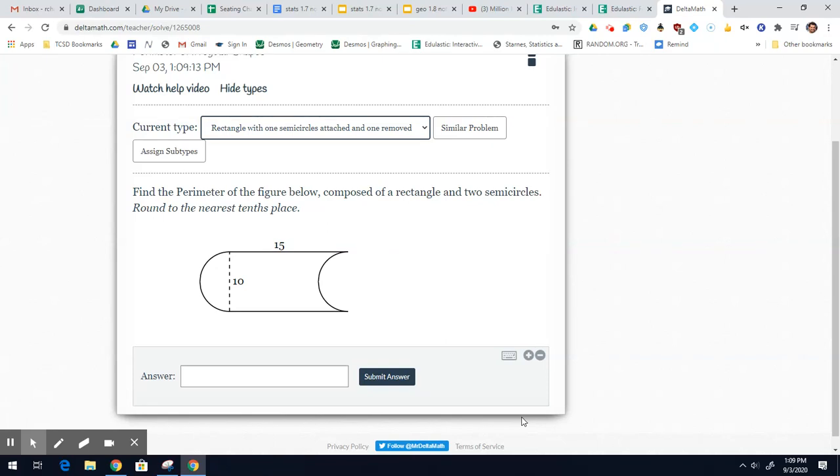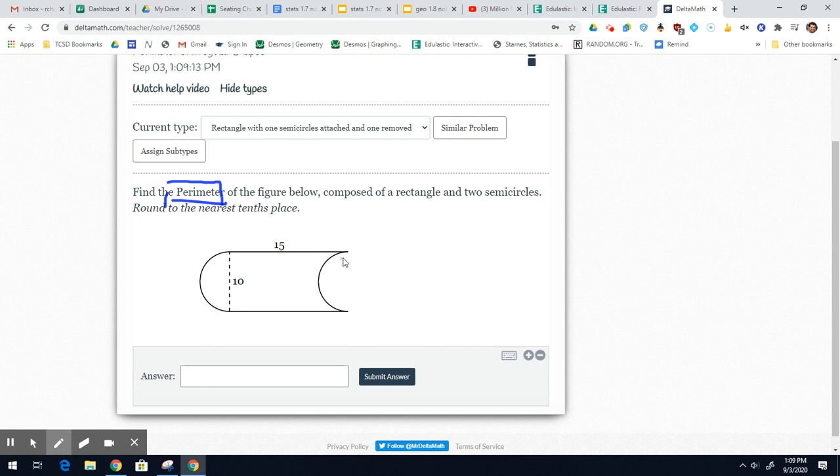All right, so our next problem here, these next two have to do with irregular shapes. It says find the perimeter of the figure below composed of a rectangle and two semicircles, round to the nearest tenths place. All right, so let's talk about this figure. Let's look at the rectangle first, right? Even before that, let's go ahead and highlight the outside of this figure because that's what perimeter means, right?